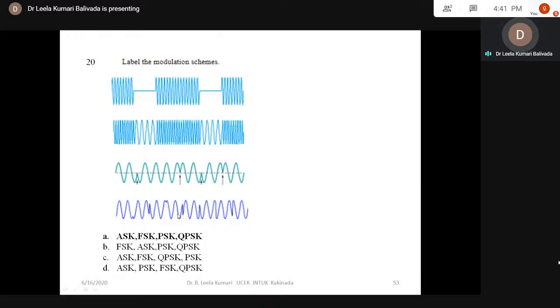And now the fourth one. If you see the fourth one, we will find 4 different phases. So this is one phase, this is another phase, this is another phase and this is another phase. Therefore, 4 different phases we can observe from this graph. Therefore, the modulation schemes are ASK, FSK, PSK and QPSK. Therefore, option A is the correct option.